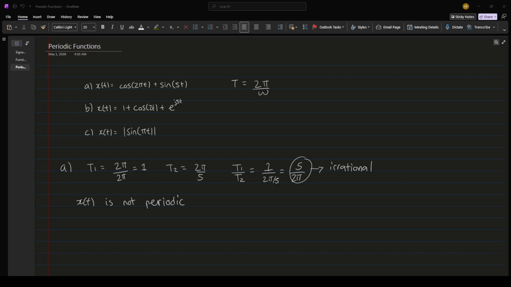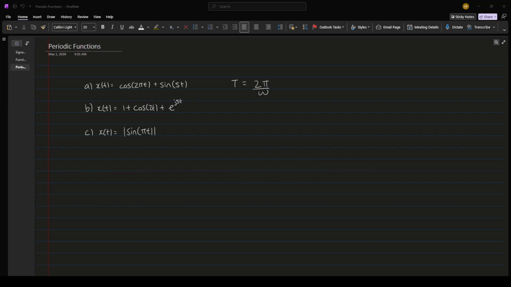Now for part B, I'm just going to erase this. For part B, we have 1, and for all constants there is no period. The period is pretty much 0. You don't have to consider the constants when calculating the period. For the cosine term over here, we have T1 equals 2 pi divided by 2. So the period is pi.